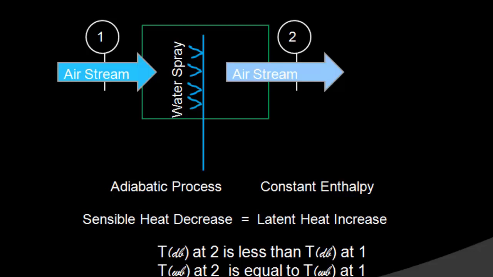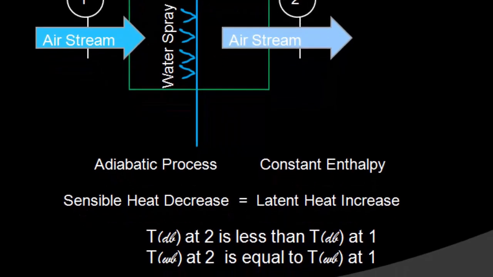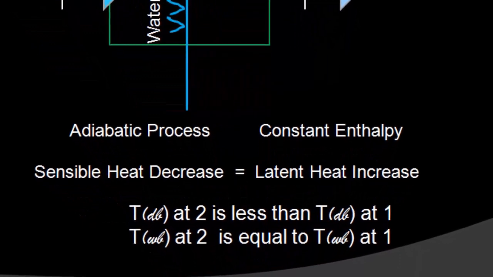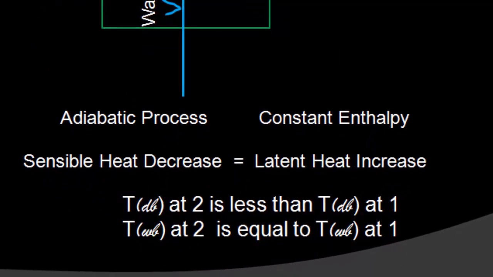It is an adiabatic process because in this process there is an exchange of heat within the air mixture. The sensible heat decrease is the same as the increase in latent heat, and the net effect is that there is no heat added or removed from the airstream. In addition, it is observed that the wet bulb temperature of the airstream does not change during this process.